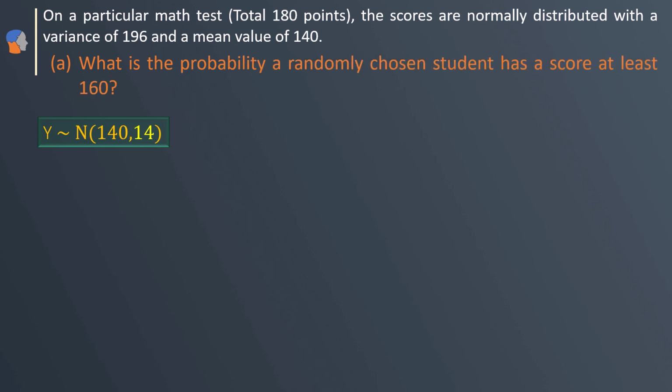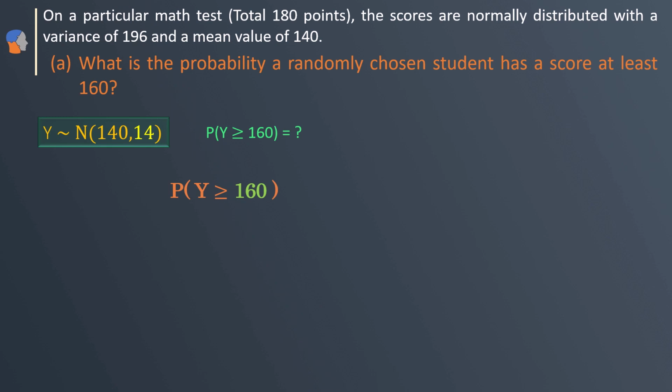What is the probability a randomly chosen student has a score at least 160? Let me convert this to a mathematical statement. At least 160 means y greater than or equal to 160. We need the probability of that. So probability P(y ≥ 160). How do we find this probability? Here the random variable is y.